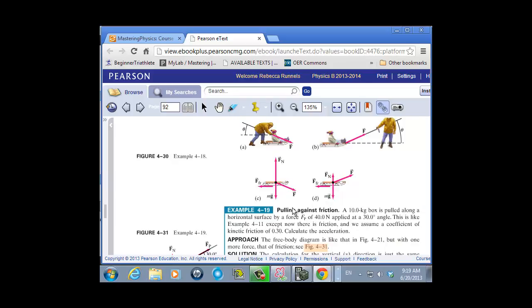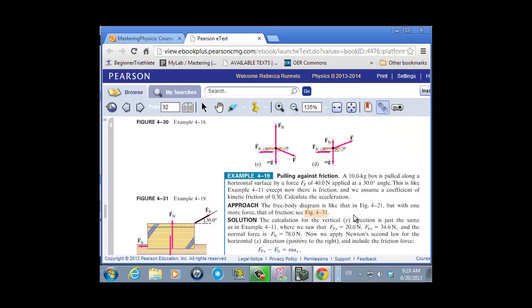Okay, so let's take a look at this example now. We have a 10 kilogram box pulled along a horizontal surface by a force Fp of 40 newtons applied at a 30-degree angle. This is like our example of 4.11, except now there's friction, and we assume a coefficient of kinetic friction of 0.30, and we're calculating the acceleration.